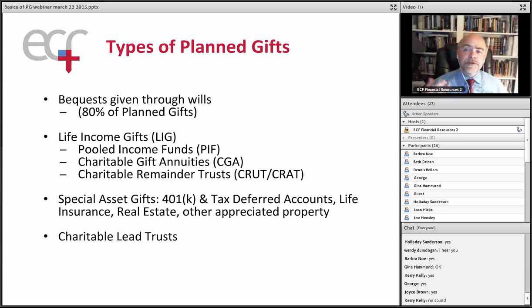And so raising awareness of all the different types is, of course, quite helpful, because that allows people to have the time and the knowledge to reflect on what is right for them. And as I say, things change over time, and people may be interested in different types of gifts over time. So I'll be talking in a moment about bequests, and then getting into a little more depth with life income gifts.